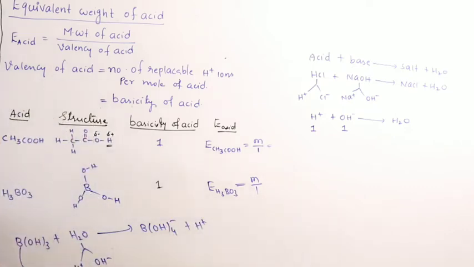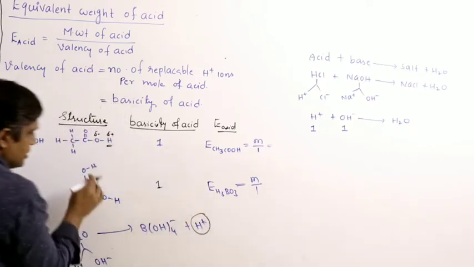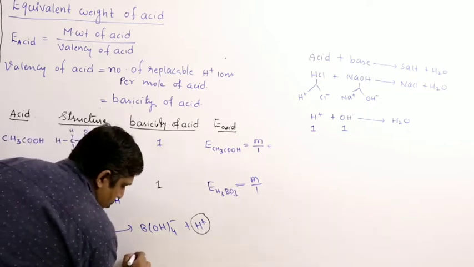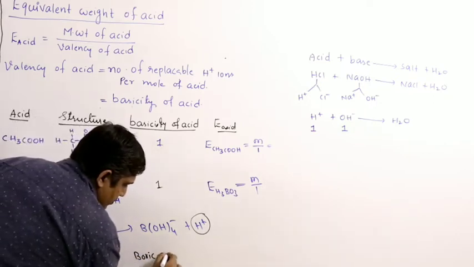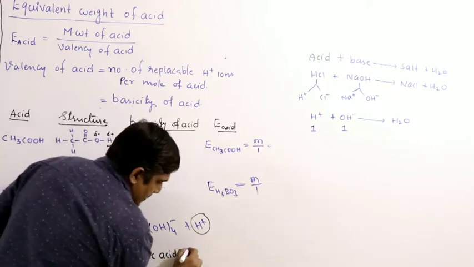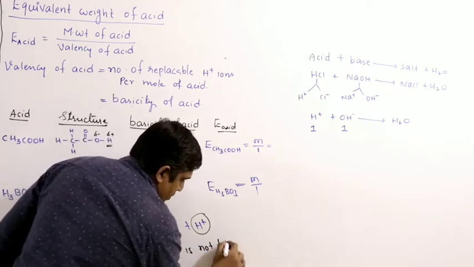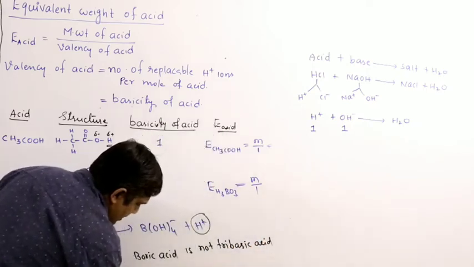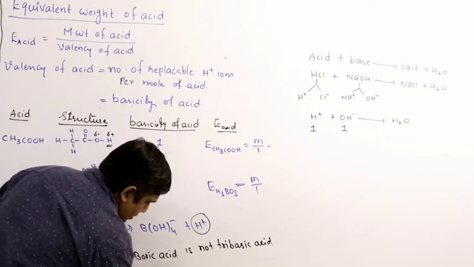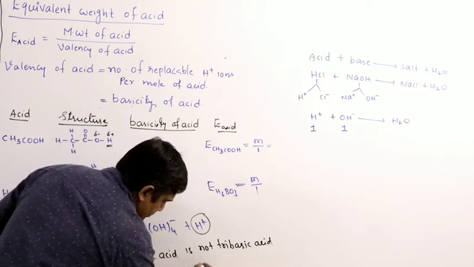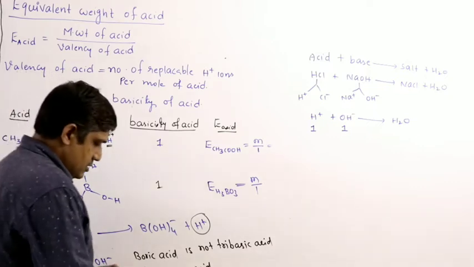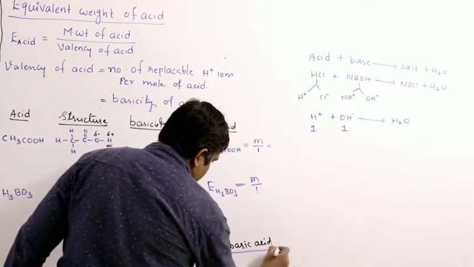So when dissolved in water, it releases only one H plus. These are not acidic hydrogens. Therefore, we can conclude that boric acid is not a tribasic acid but a monobasic acid. It accepts a pair of electrons from OH minus. Therefore, it is a Lewis acid, not an Arrhenius acid. So, this is important, not a tribasic acid.